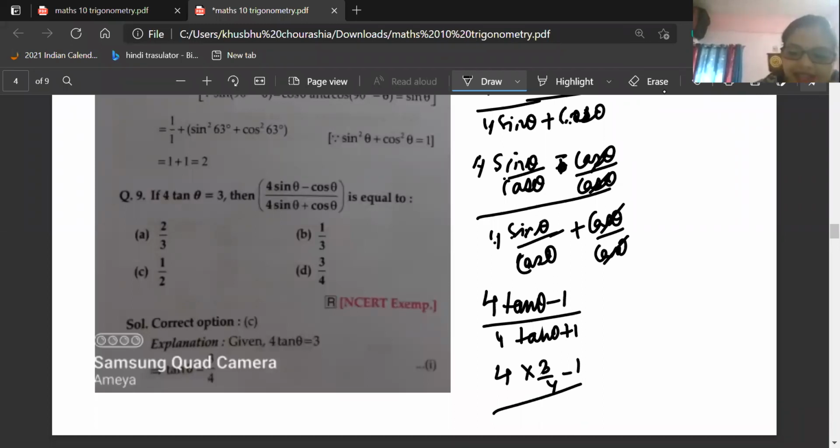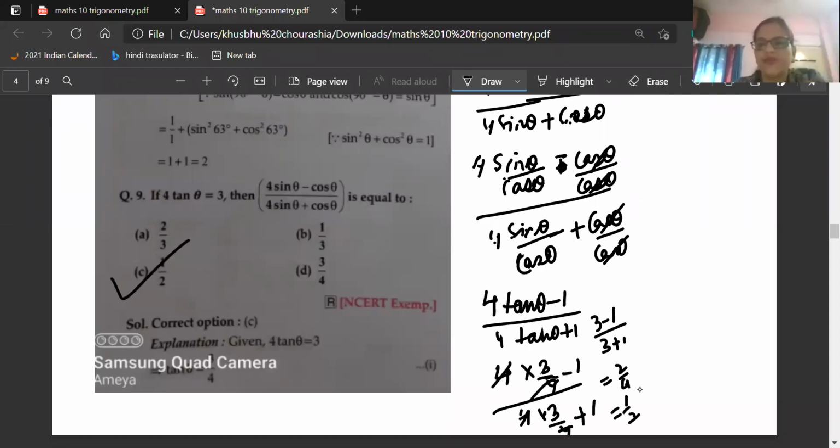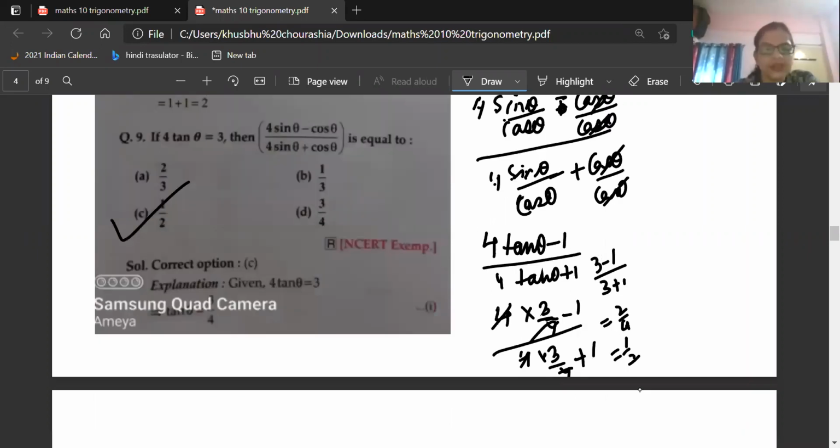You can take it like that also. You are absolutely correct. Here plus 1 cancel. So 3 minus, this 4 and this 4 get cancelled. So (3 minus 1) by (3 plus 1). So that is 2 by 4, and 2 by 4 is nothing but 1 by 2. So option C is the correct answer. Very good, well done. Now we'll go for the next question.